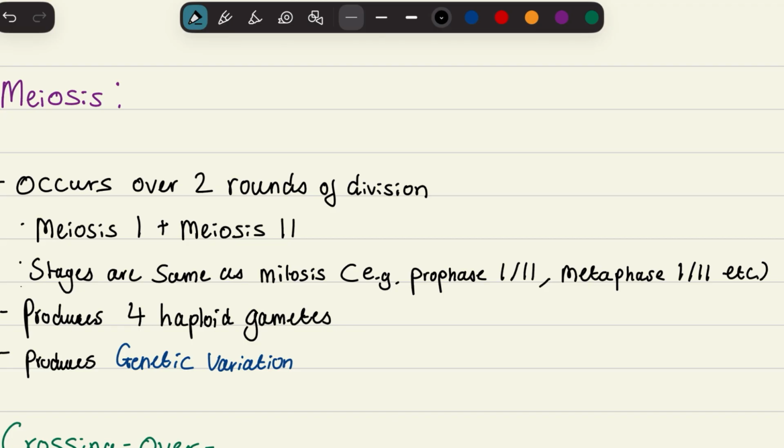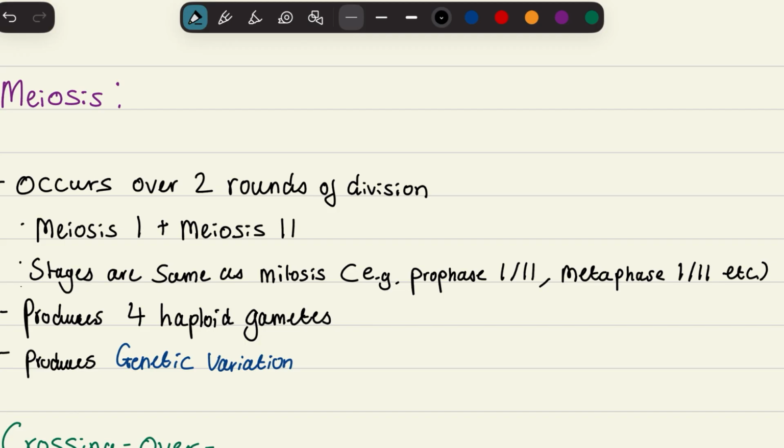Now, meiosis happens over 2 rounds of division. Yeah, meiosis one, meiosis two, nicely named. These stages are exactly the same as mitosis. So you have the first meiotic division, where you have prophase one, metaphase one, anaphase one, telophase one, and you have the second meiotic division where you have the same thing as in prophase two, metaphase two, etc. You produce 4 haploid gametes. Yeah, that's what you produce.